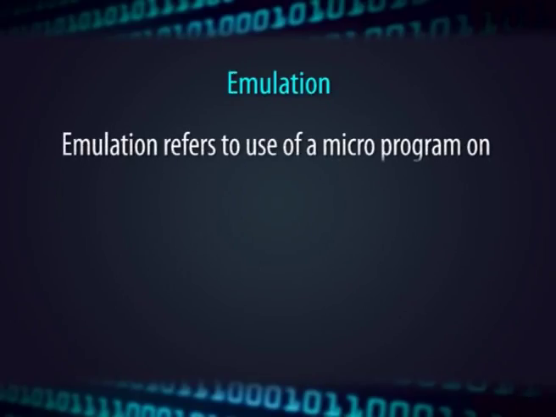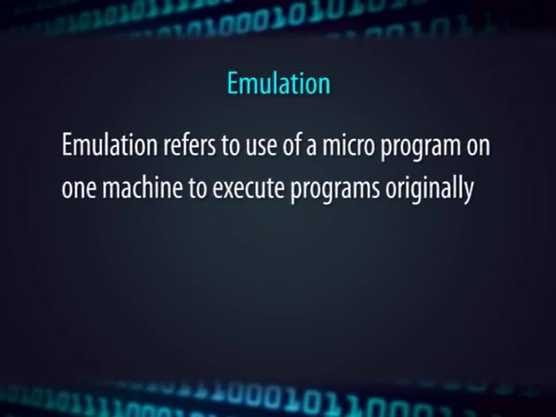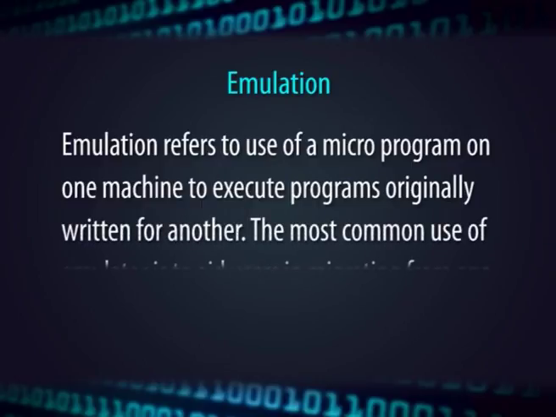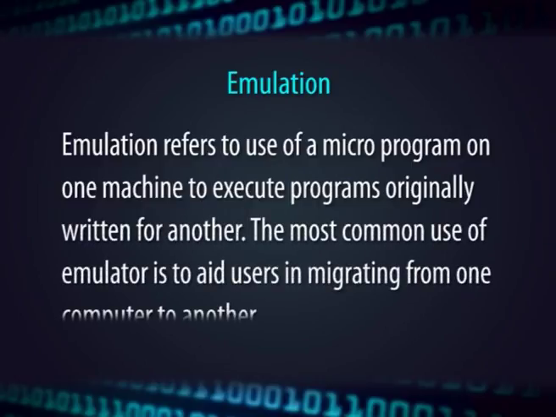Emulation refers to the use of a microprogram on one machine to execute a program which was originally written for another machine. The most common use of the emulator is to aid users in migrating from one computer to another. Imagine a user has invested millions of dollars in developing software on a particular computer, and now another computer has come which is considered faster.